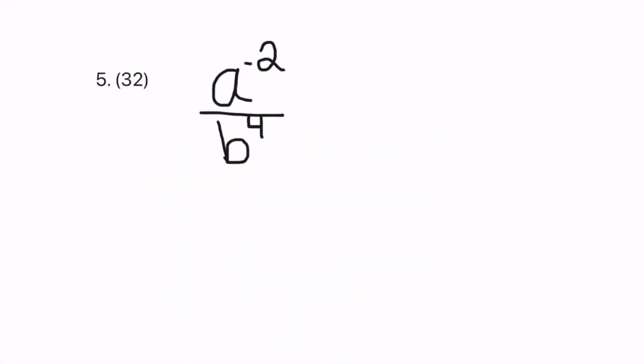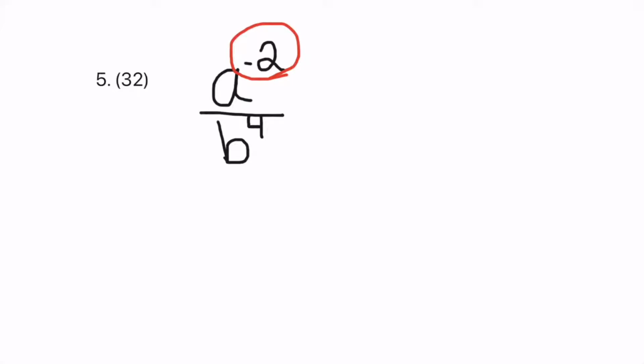Number 5 is from lesson 32, and they just want us to simplify this. So the biggest problem I see is we have this negative 2 exponent. Remember, we don't like to have negative exponents. And we can make that positive by just moving it. If it's in the numerator, move it to the denominator and vice versa.